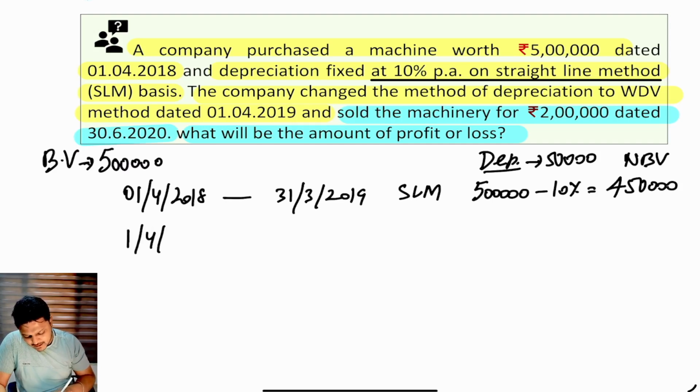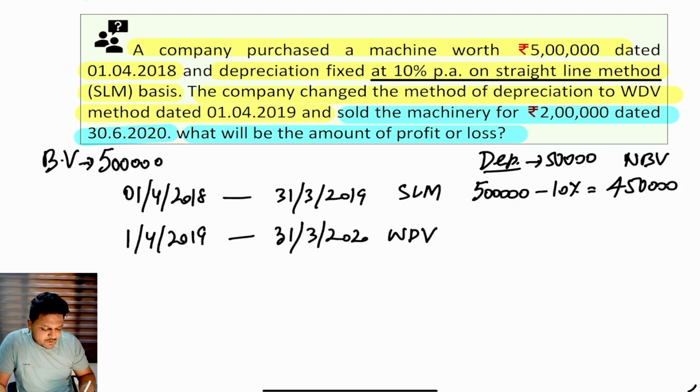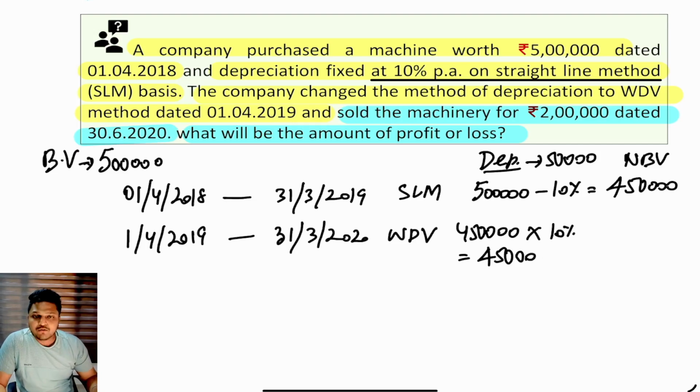That is from the 1st of April 2019 up to 31st of March 2020. Now we are using what method? We are using the WDV method, written down value method, and we are going to use the reduced value of 4,50,000 for the calculation, and the same percentage, 10%. So the depreciation that was charged was 45,000. For this particular year, the depreciation charged was 45,000 and the net book value will be 4,50,000 minus 45,000, that is equal to 4,05,000. 4,05,000 is the value over here.